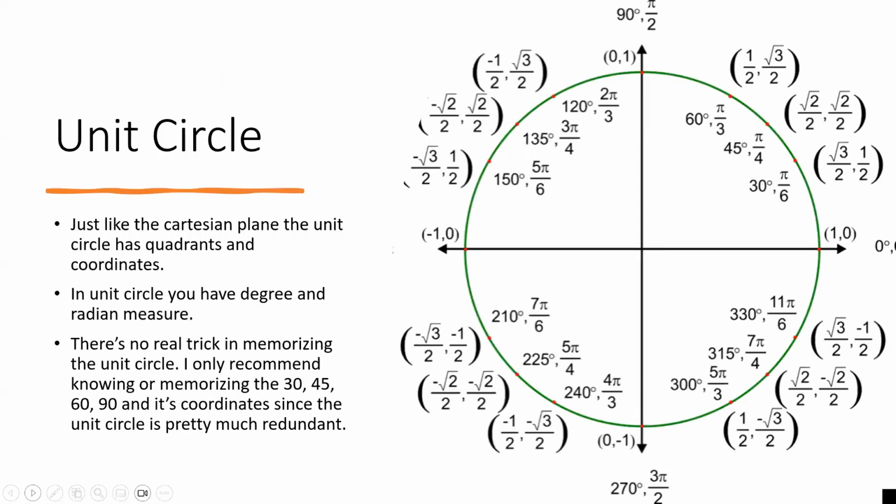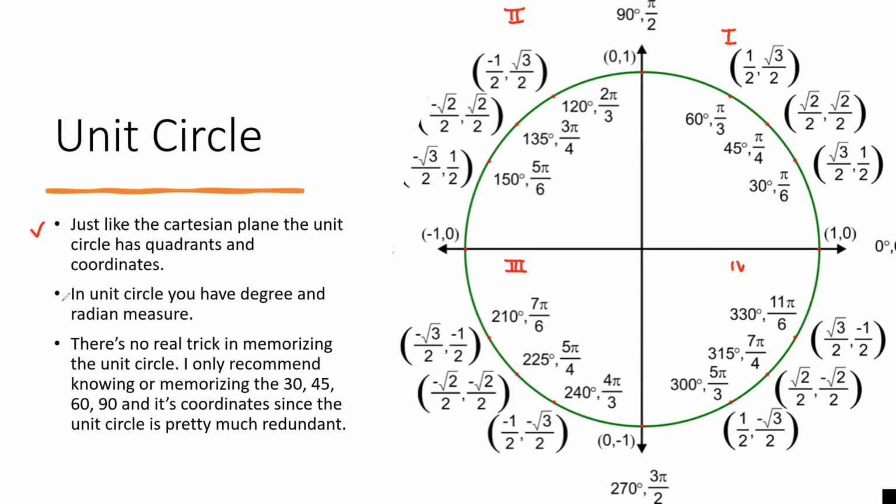Okay, so let's talk about the unit circle. So this is your unit circle. I would always have one handy when doing trig, so go ahead and print one out. Just like the Cartesian plane, the unit circle has quadrants and coordinates, right? So it's very similar to the Cartesian plane. Like if you graphed a linear, you know that this is quadrant 1, this is quadrant 2, this is quadrant 3, and then this is quadrant 4.